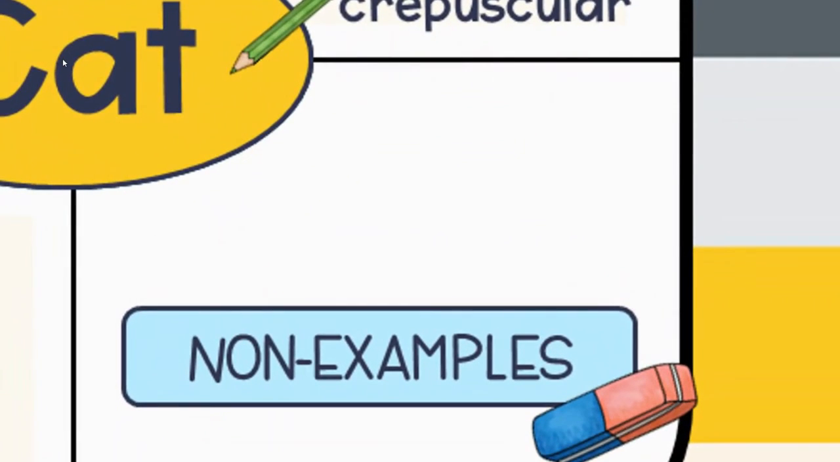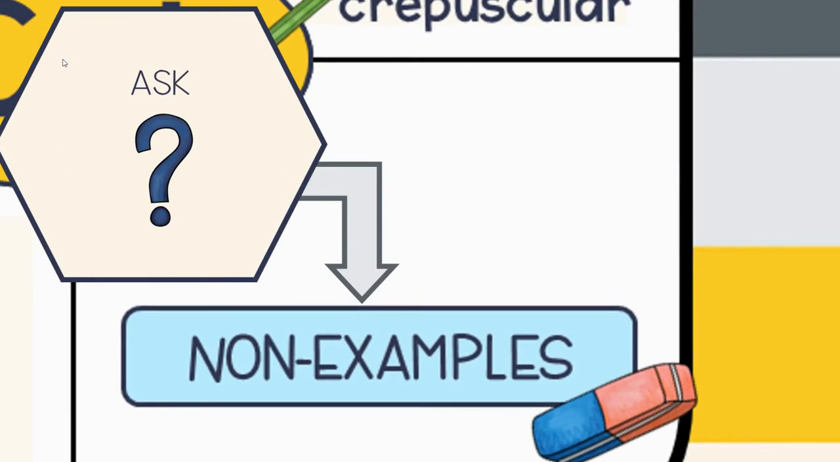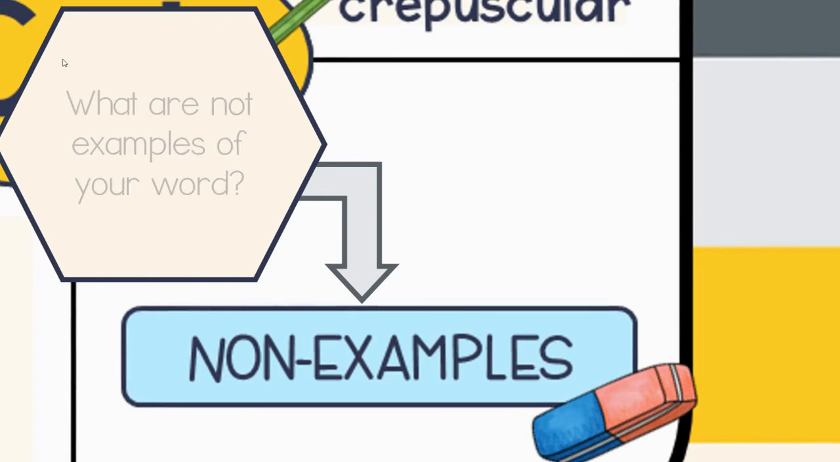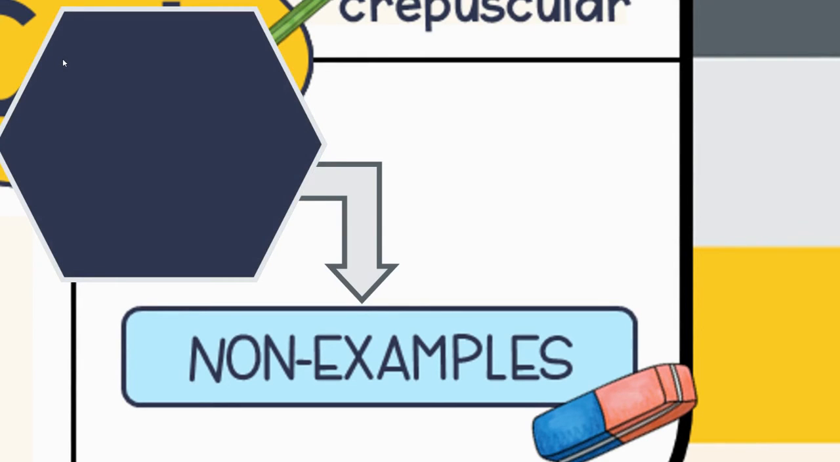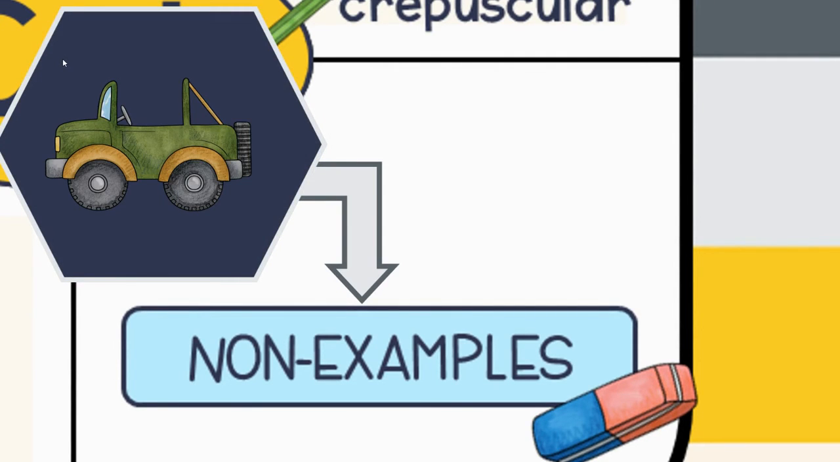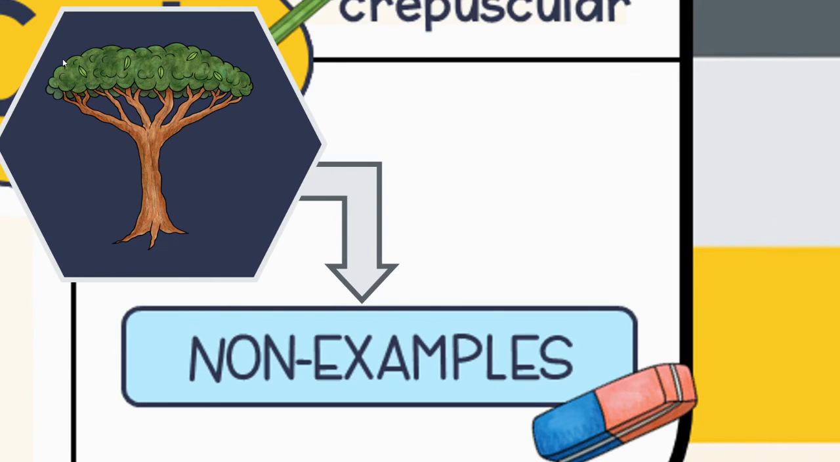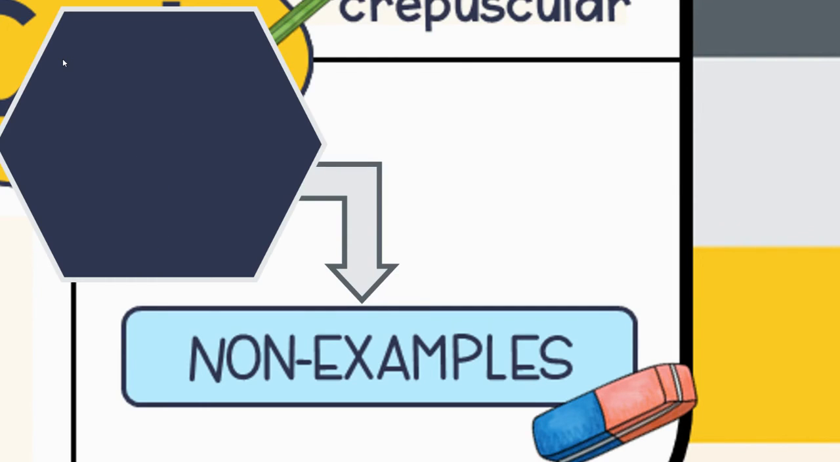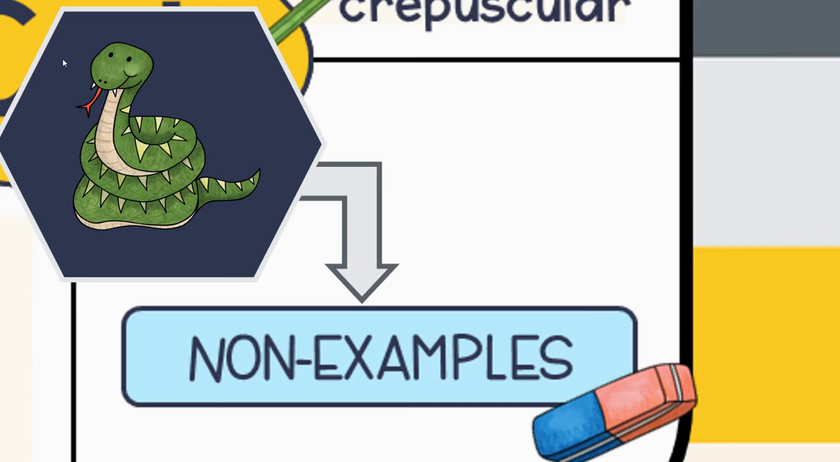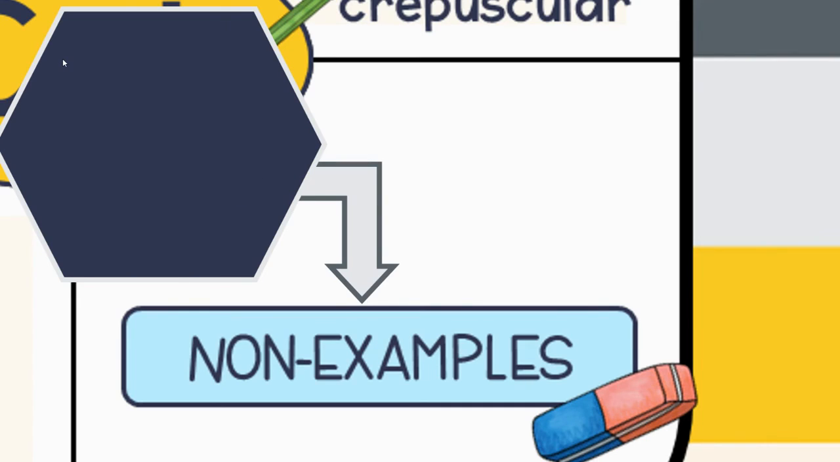Okay, and now let's move over to our non-examples, where we will do a similar process as we did with examples and ask, what are not examples of our word? Okay, a car is definitely not a cat. It's not even alive. So that reminds us a cat is a living thing. We have to make sure we have that. A tree is a living thing, but it's not an animal, right? And we do have animal in our definition. That's good. A snake is an animal. It doesn't have fur or four legs, but these are all non-examples.